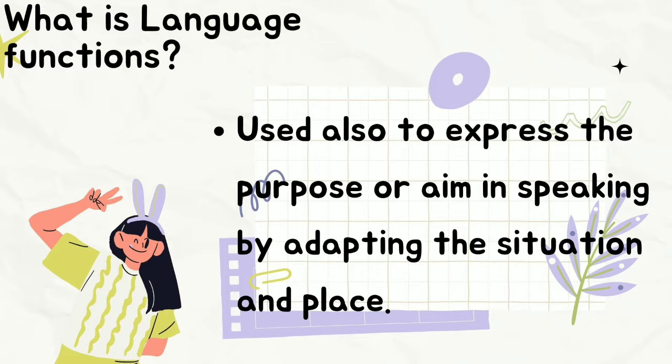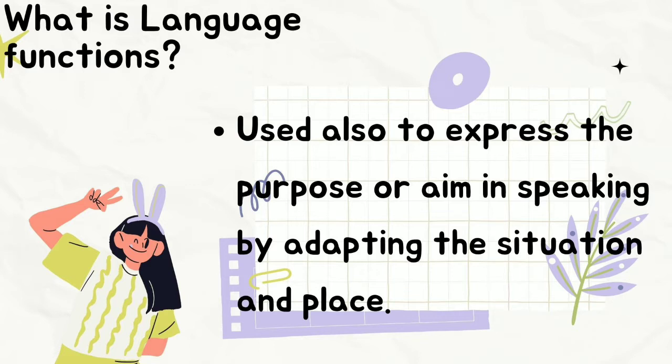Generally, language function is a tool of communication, by P.W.G. Nababan in 1991. Furthermore, language functions are used also to express the purpose or aim in speaking by adapting to the situations in place. It means that language functions deliver some meaning to the hearer to understand what the speaker said. Language function is the use to which language is put, the purpose of the utterance rather than the particular grammatical form an utterance takes.